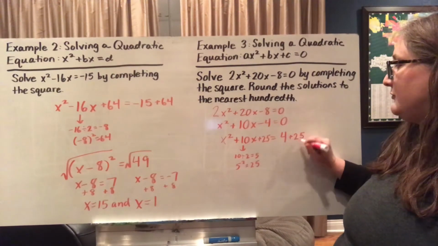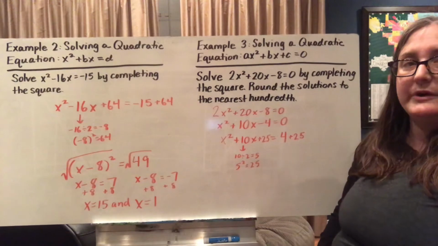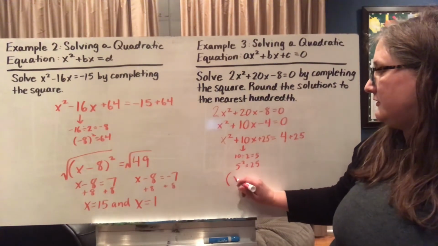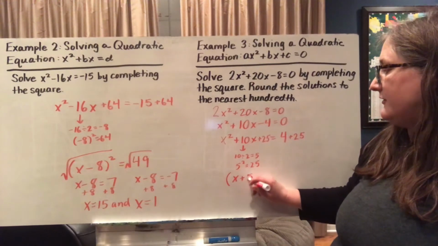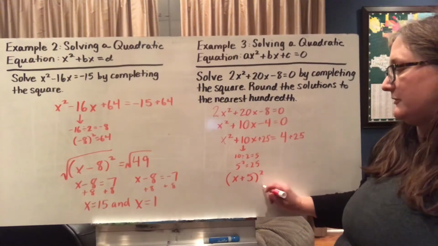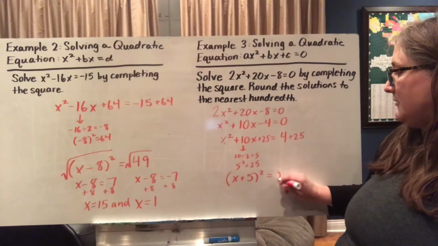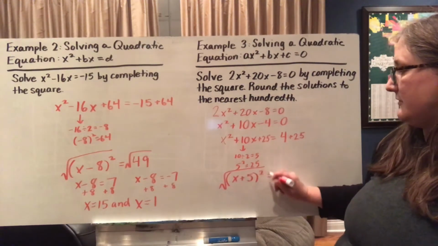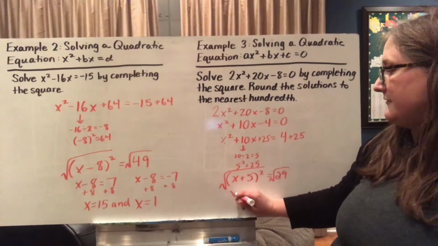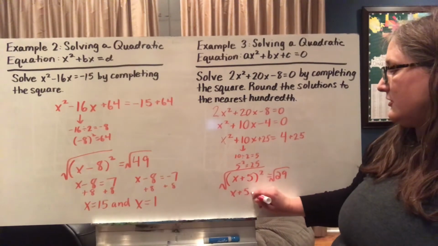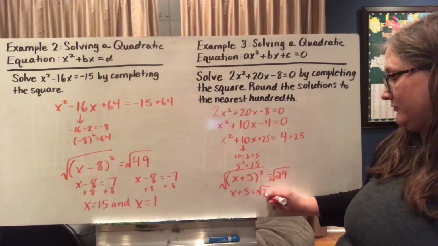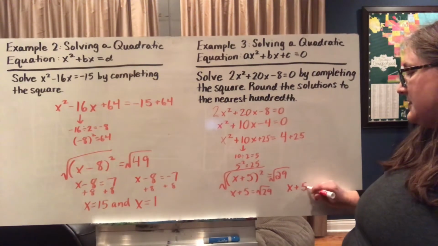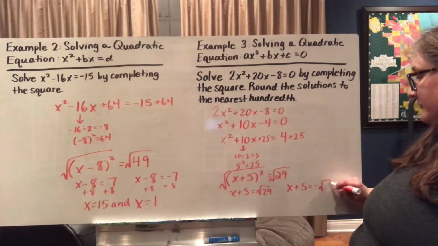But I have to remember to add it to both sides, because whatever I do to one side of an equation, I have to do to the other. So this one will factor perfectly to x plus 5 squared. And this will become 29. So if I do the square root of both sides to get rid of my square here, I have x plus 5 could equal positive square root of 29, or x plus 5 could end up equaling the negative value of the square root of 29.